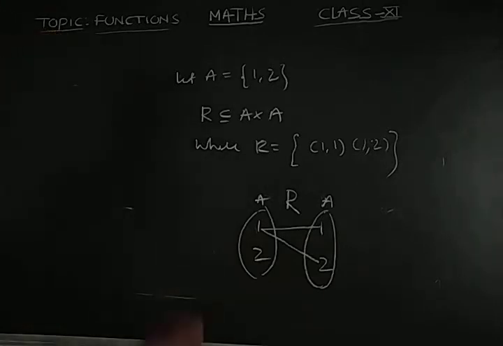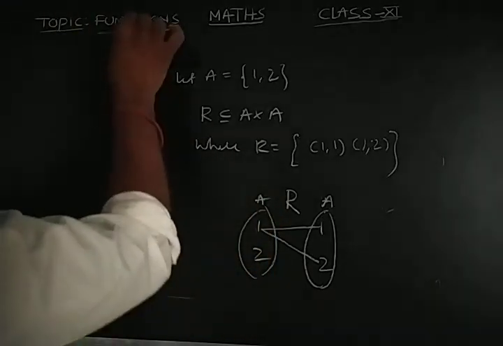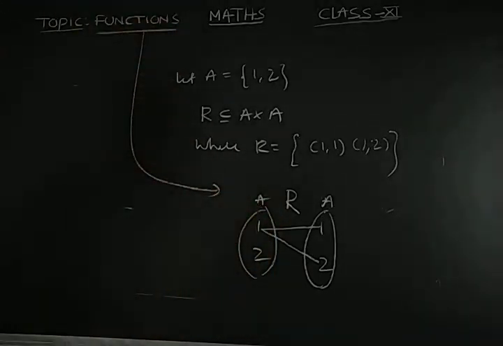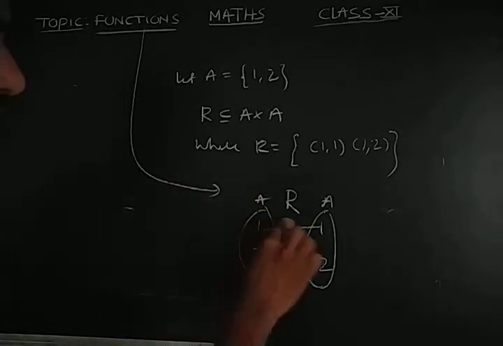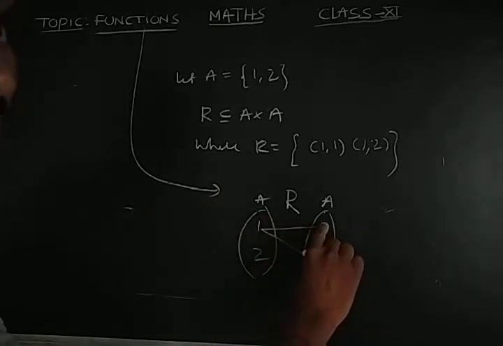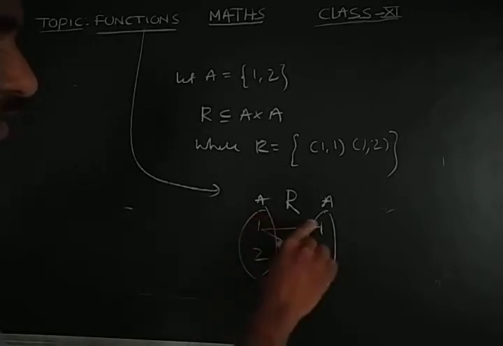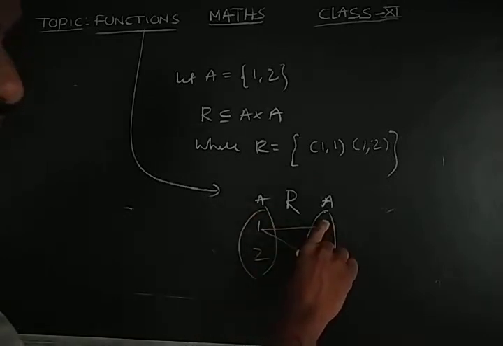Now I will tell you the difference between relation and function. A function is also one type of relation, but it should satisfy one condition. What is that condition? See here, one element is related with two elements. In a function, any one element of the domain should not have two images. These are called images of one.